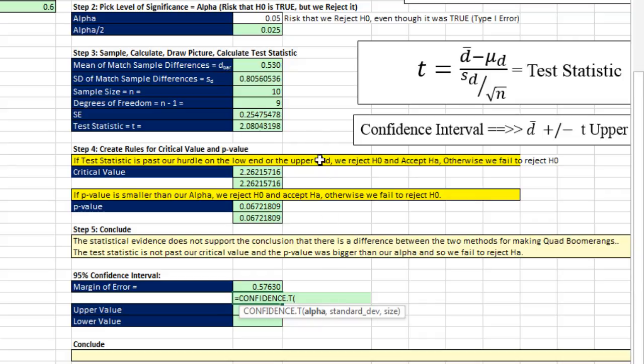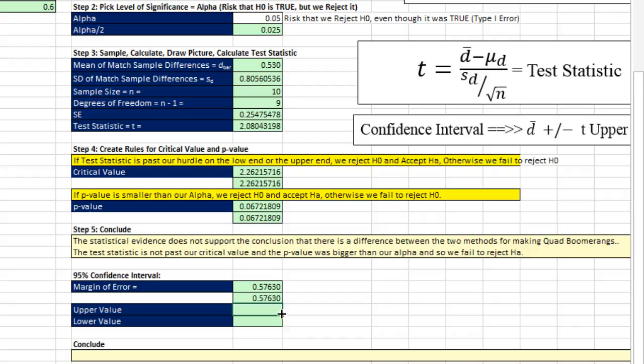So when it says alpha, it wants the entire 5%. It knows for a confidence interval that it has to divide it in 2. It also wants the original standard deviation, and it wants the original size. See, it can calculate standard error from that, and it knows to calculate degrees of freedom, which is minus 1 from our sample size. Close parentheses and enter. So we get exactly the same thing.